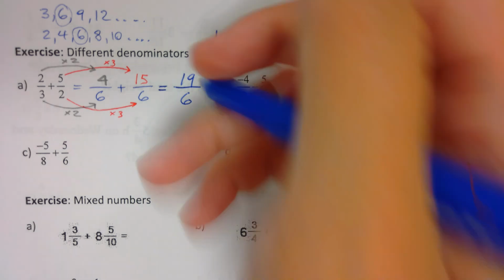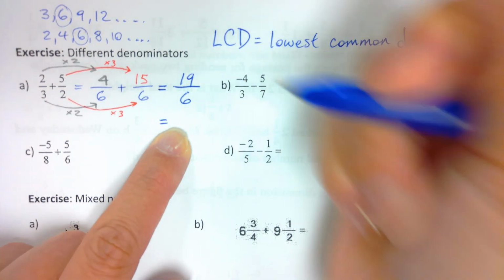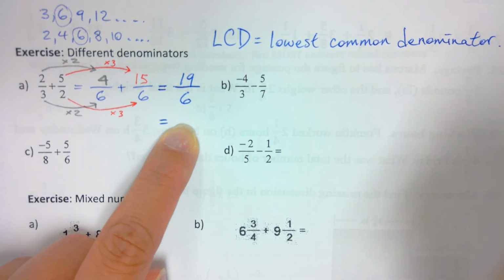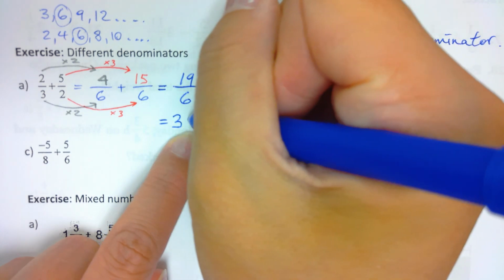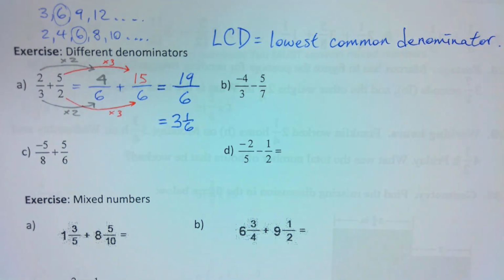Alright. So this as a mixed number is what? Isabel? 3 wholes and 1 6. Perfect. Okay, and you can do that by long division.